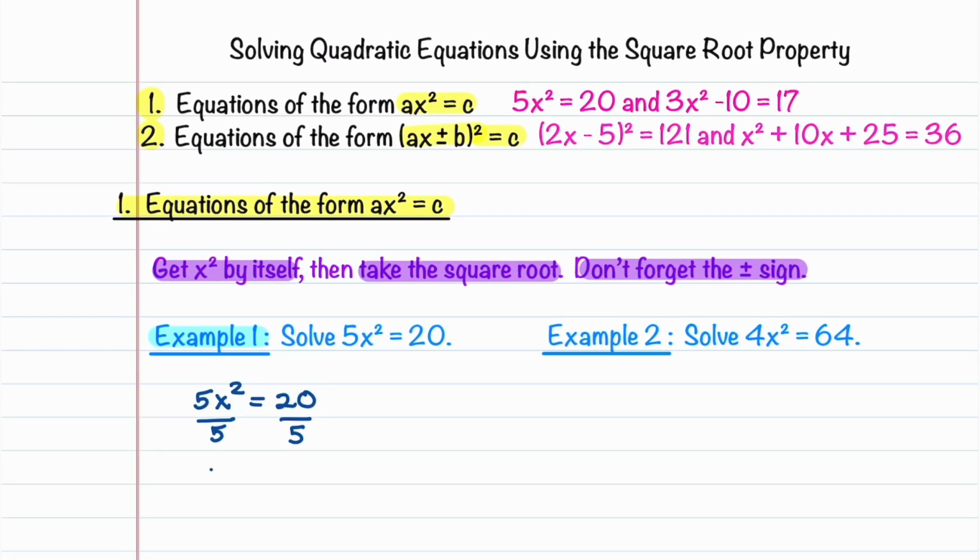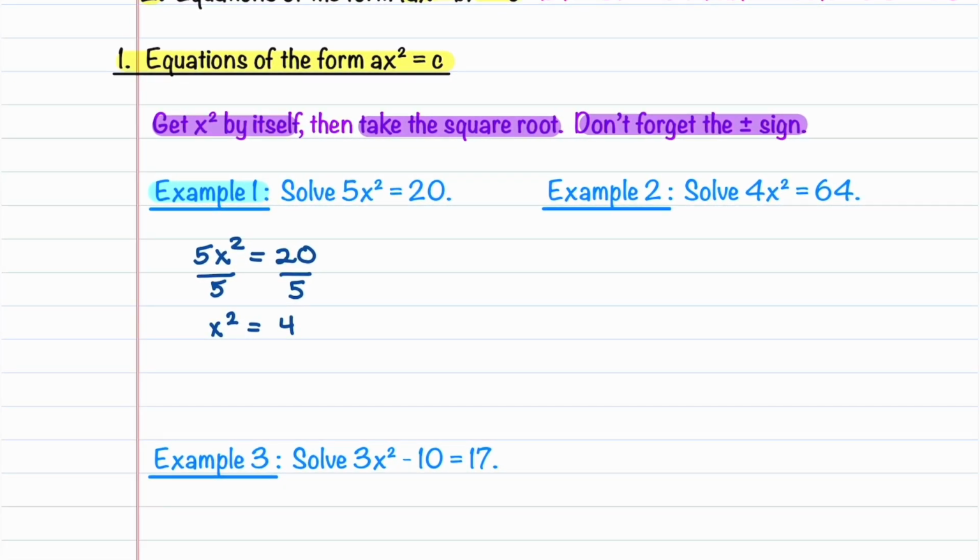And this gives us x squared is equal to 4. Now we're going to take the square root of both sides. On the left, we're going to get x, and then on the right, we're going to get plus or minus 2, because the square root is always plus or minus. And that's the solution to this problem.